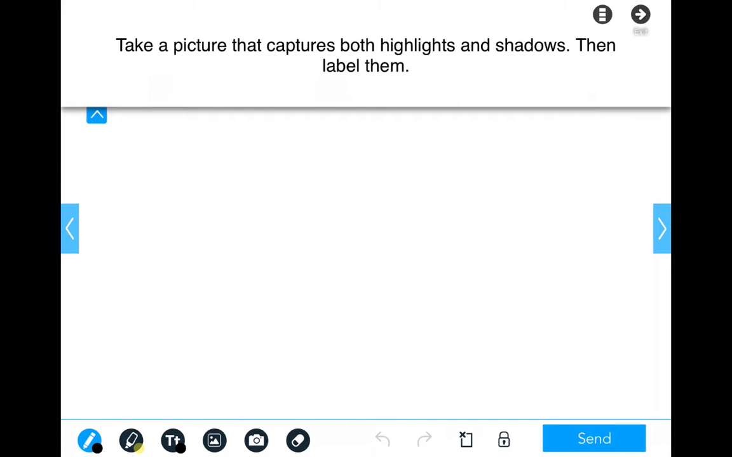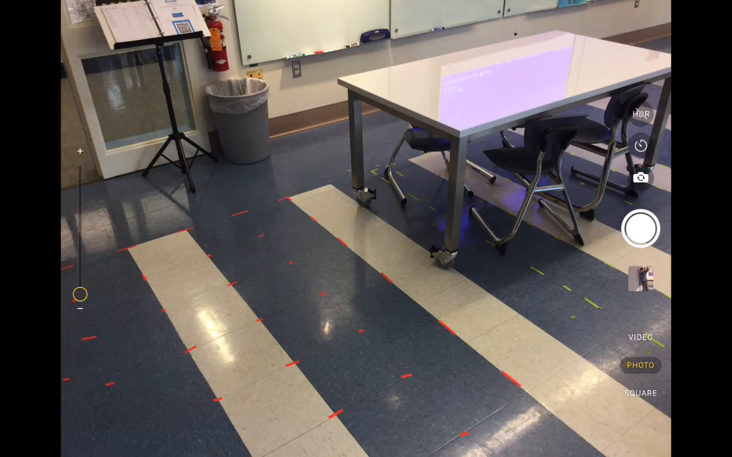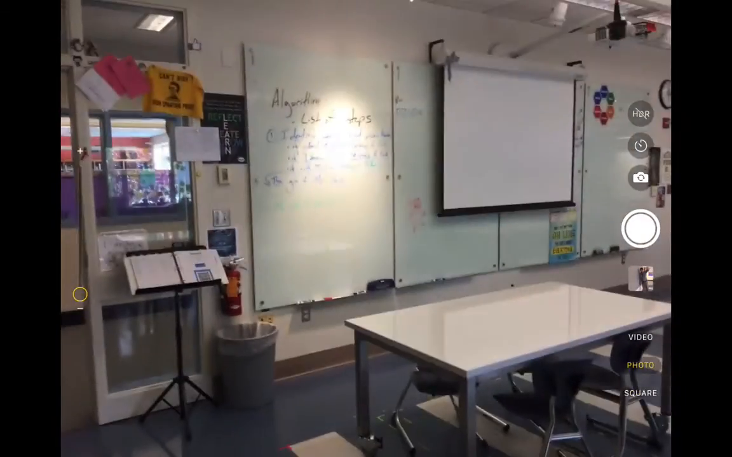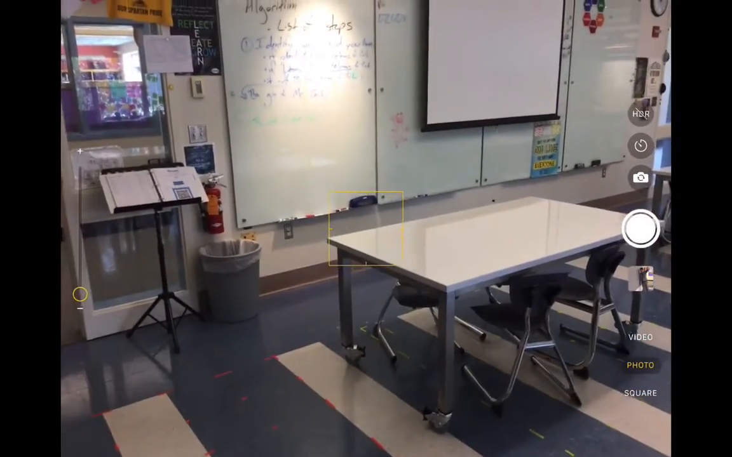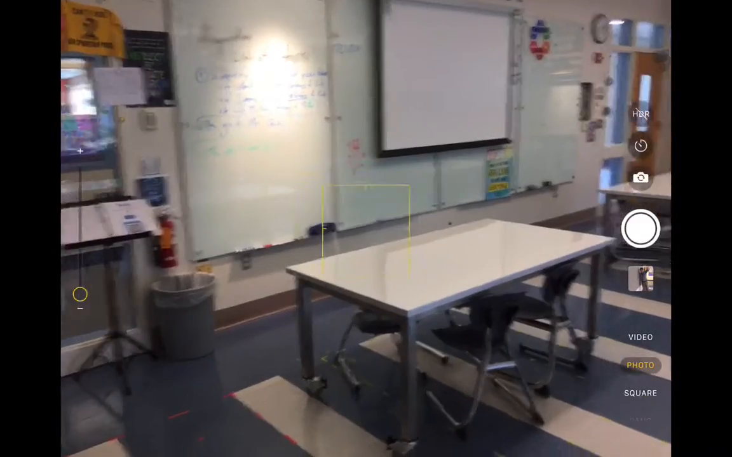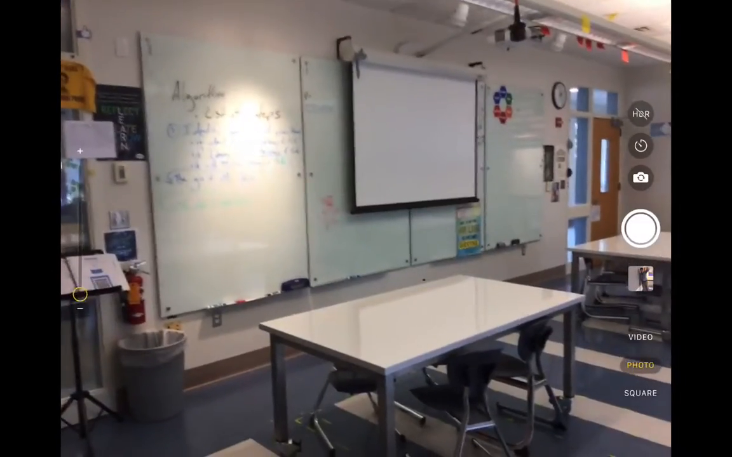What I want to do is, again, open my camera, and I can do that by sliding from the bottom, or if my camera is still open, I can use 4 fingers and slide over from the side. Highlights and shadows are all around us. If I'm looking at my camera, I can see that there's a shadow under the table, or there's a highlight on that board, and so I have a chance to do a lot of different things with a highlight and a shadow.